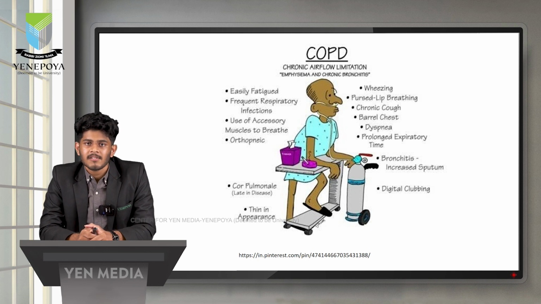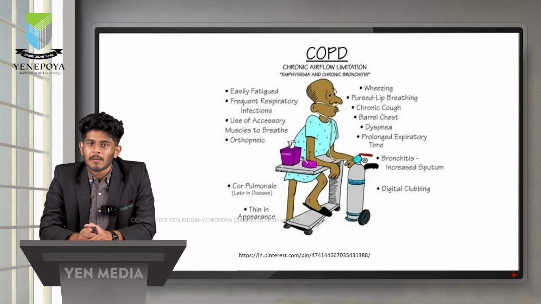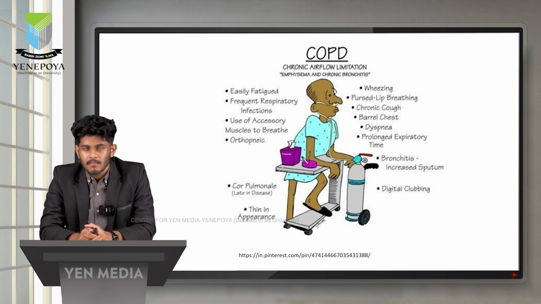Then thin in appearance, wheezing, pursed lip breathing, which means the patient would exhale through their mouth. Then chronic cough, barrel chest, their chest would look like a barrel instead of being flat. Then dyspnea, prolonged expiratory time, bronchitis, increased sputum, also fingertips would be bulged, which means digital clubbing.